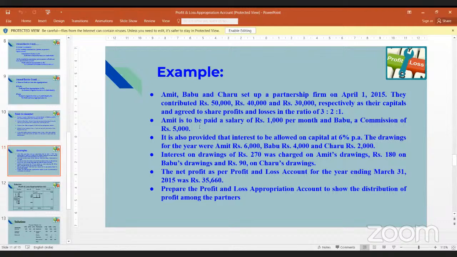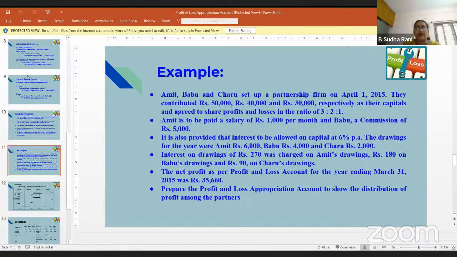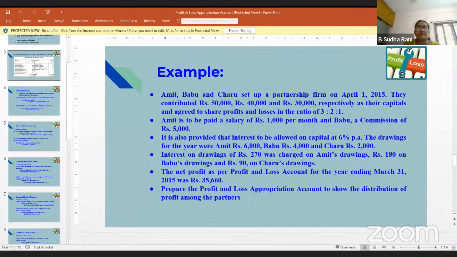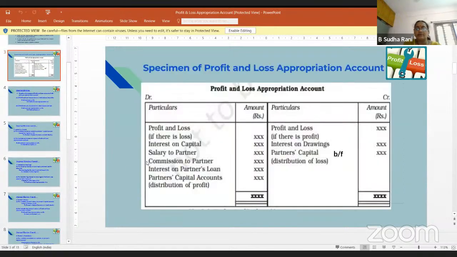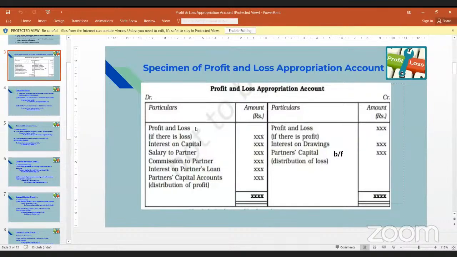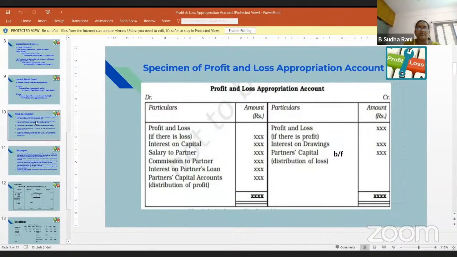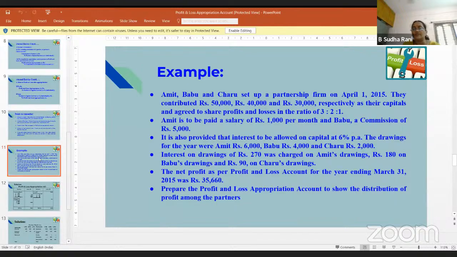Next, Babu received a commission of 5,000. Partner's commission on which side? Debit side. So you also on the debit side write down Babu's commission, directly 5,000 in the amount column. Done.